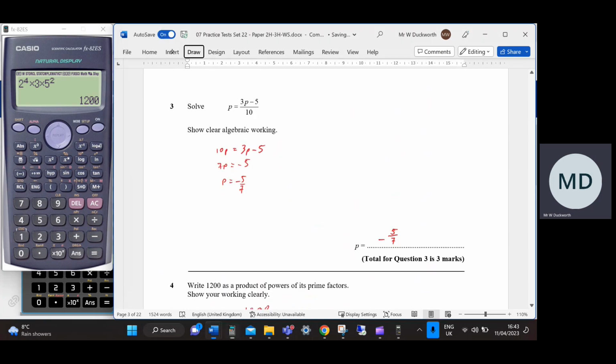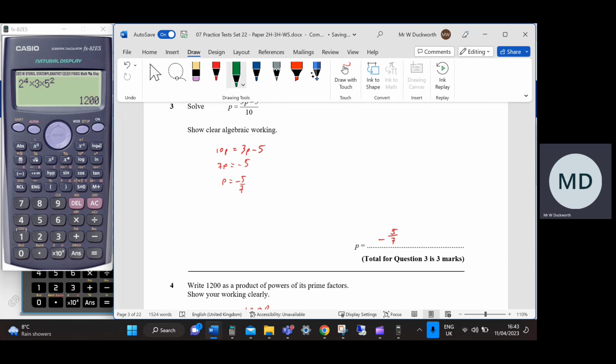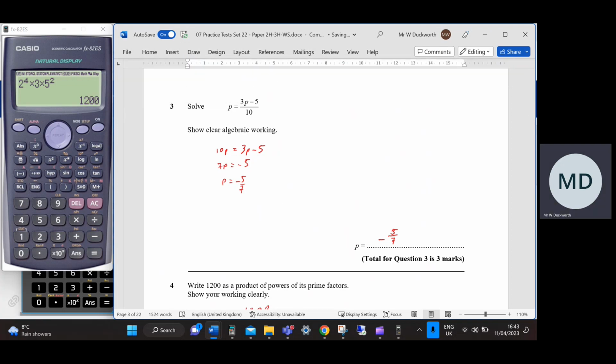Okay, and what does the mark scheme say then? So let's have a quick look. This was question 3. So we're saying M1 for correct first step, which would be multiplying by 10. So M1 picked up quite early on there. And M1 for collecting terms in p on one side and numbers on the other. So that's my second M mark, and then an A mark for -5/7. And again, it does say that you can accept -0.71 or even -0.7 if you have seen -5/7 or -5 divided by 7.